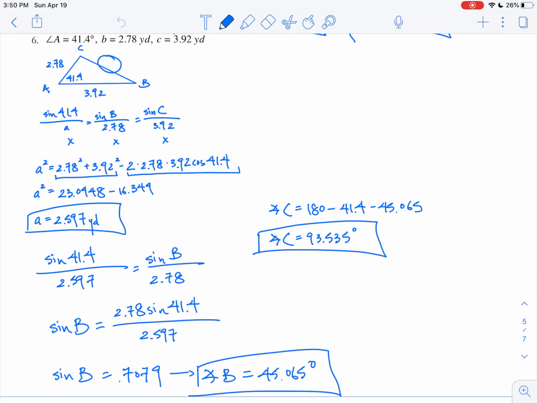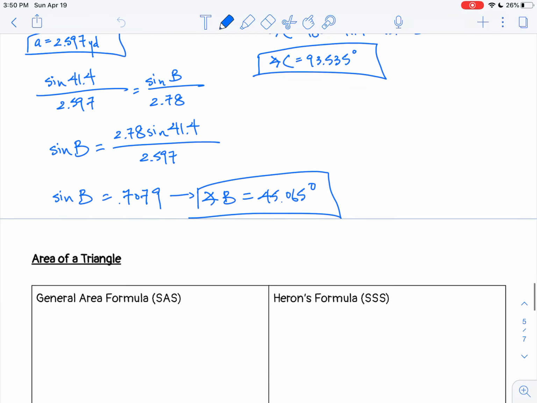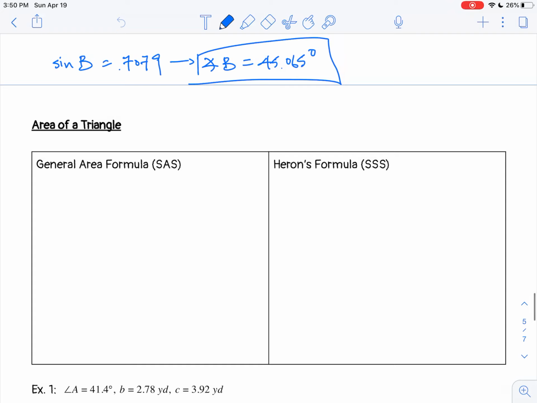Hi folks, welcome back to the fifth and final part in the 7.2 Law of Cosines. We're just going to finish off with some extensions of what it means to find the area of a triangle.